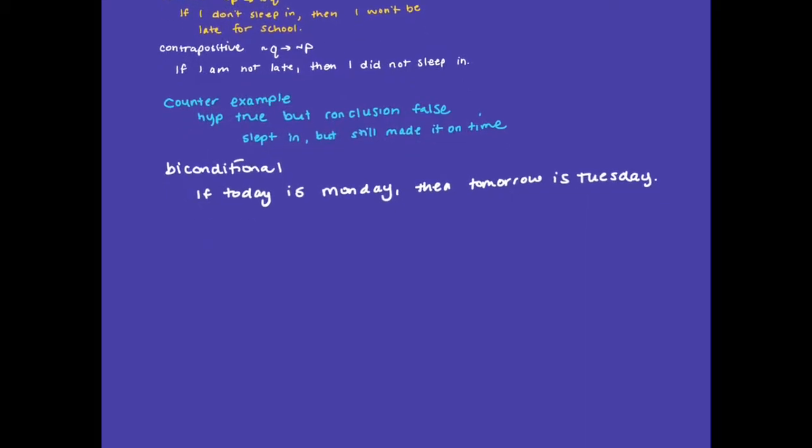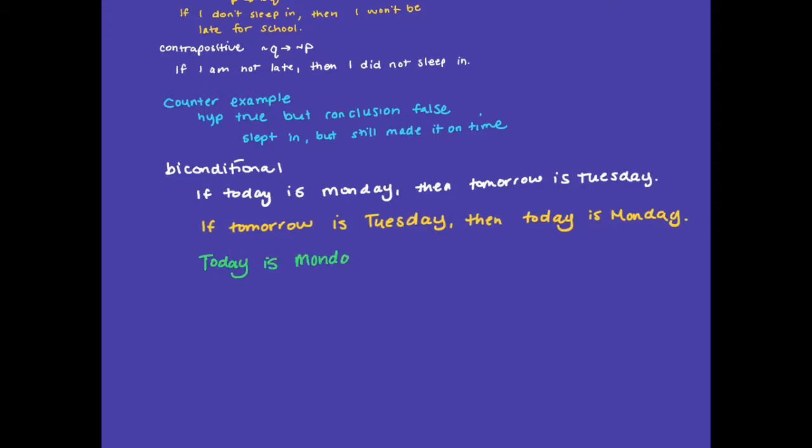So if that's my original if-then statement, then the converse would be, if tomorrow is Tuesday, then today is Monday. Both of these statements are true, which means a biconditional statement can be made from this. Today is Monday if and only if tomorrow is Tuesday.